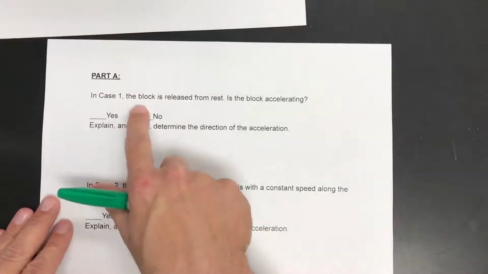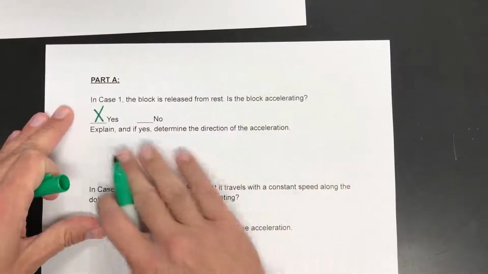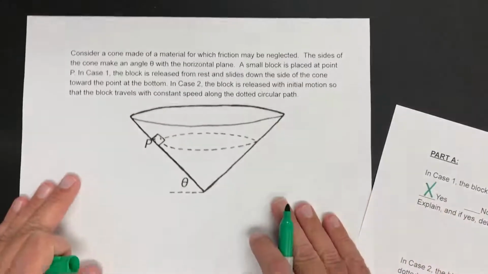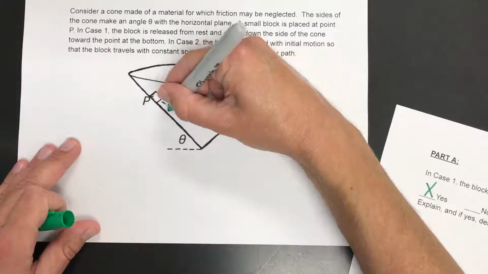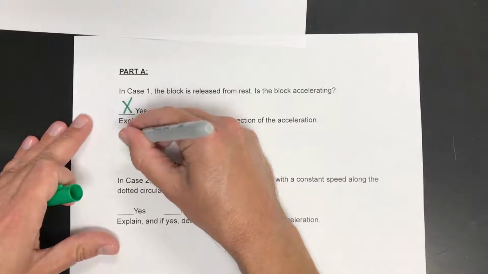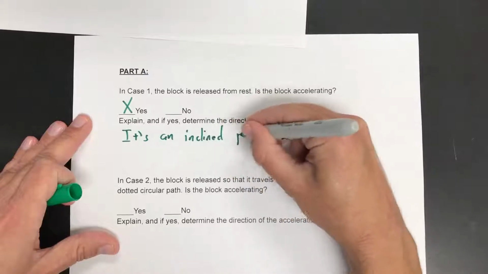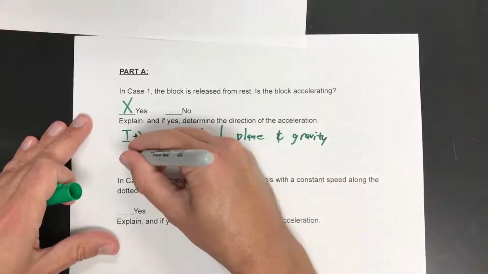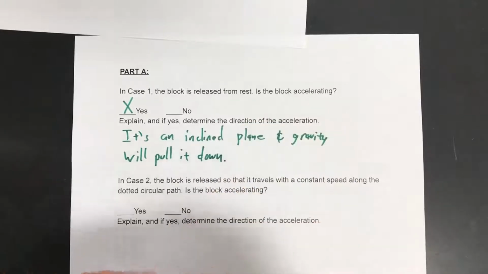It says, in case 1, the block is released from rest. Is the block accelerating? Well, yeah, it is. Explain, and if yes, determine the direction of the acceleration. So let's look at it here. If we release it from rest, it's basically an inclined plane. So it's going to accelerate straight down the plane like that. So we can just say it here, it's an inclined plane, and gravity will pull it down, and it will speed up as it does that.